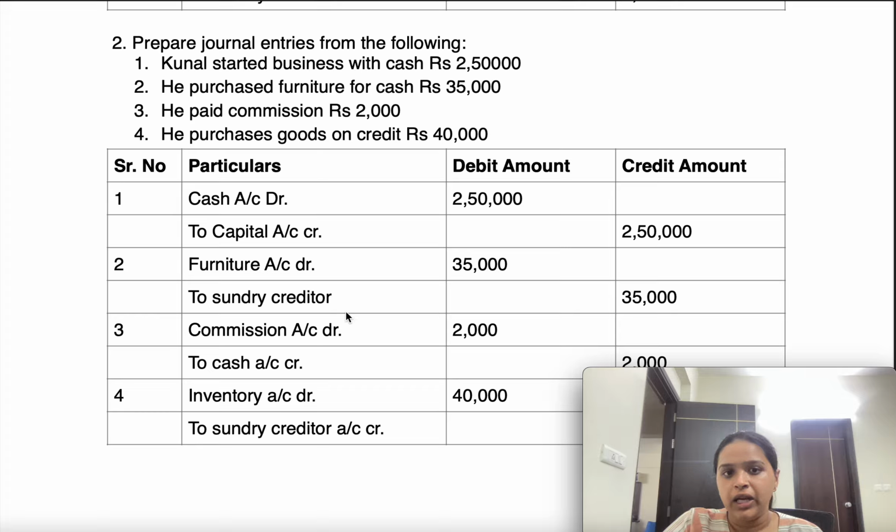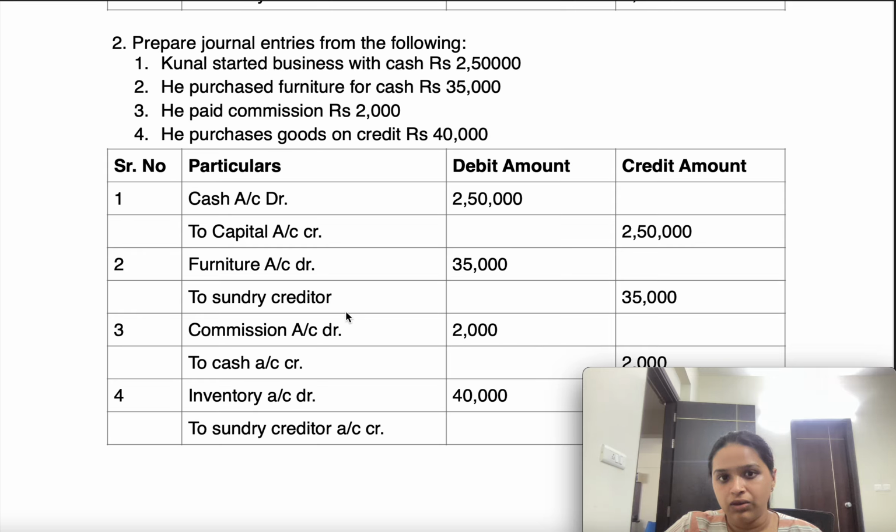Third point is he paid commission. So commission is an expense, so nominal account will come here. Nominal account rule we have to apply. Commission account debit to cash, because we are paying cash, which is an asset and it is going out from the business, so we have to credit it, right?